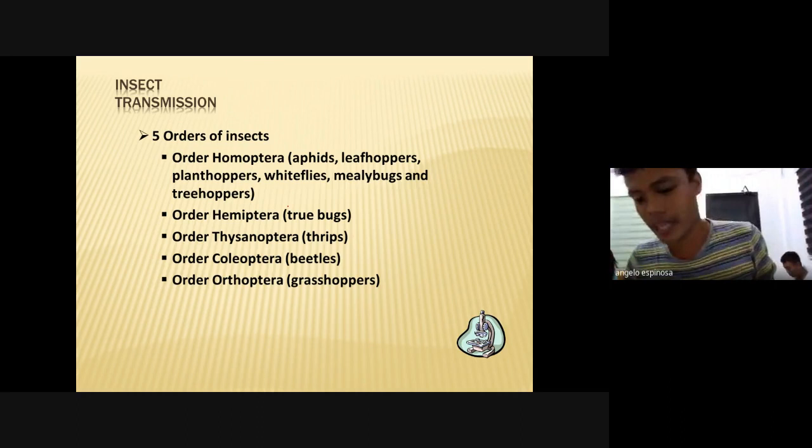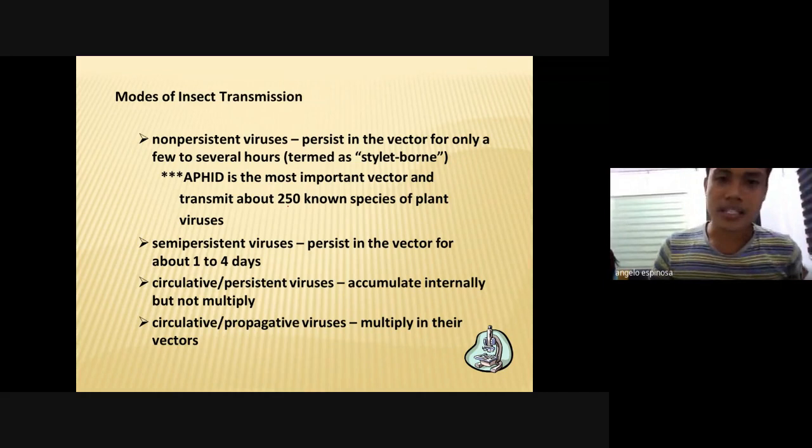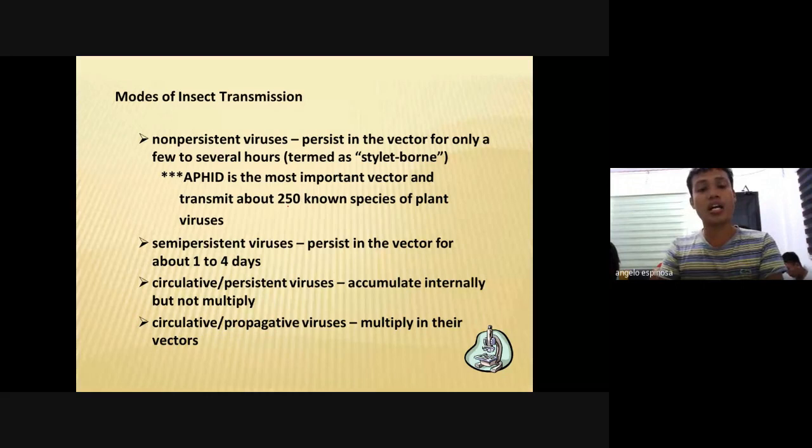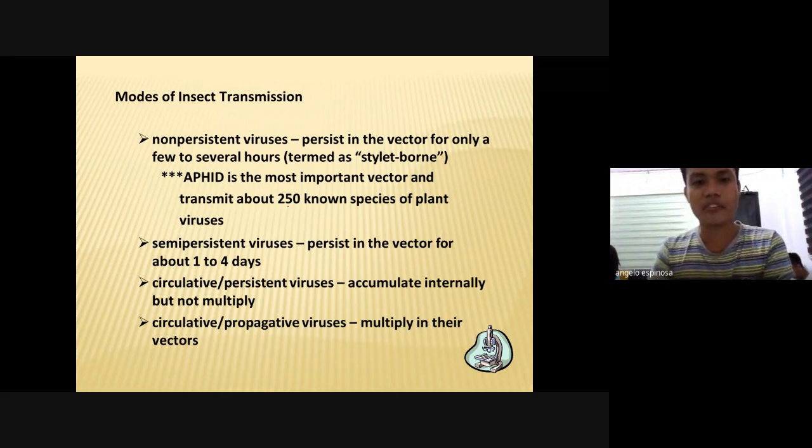Okay, so what are the modes of insect transmission? Non-persistent viruses, persistent in the vector for only a few to several hours. Hindi siya tumatagal. Okay? So, ang tawag po doon ay stylet-borne. Ibig sabihin, meron lang siyang specific hours na it will stay in the vectors. Pag lumampas siya ng several hours, pwede siyang mawala or mamatay. Okay? We have aphid is the most important vector and transmit about 250 known species of plant viruses.